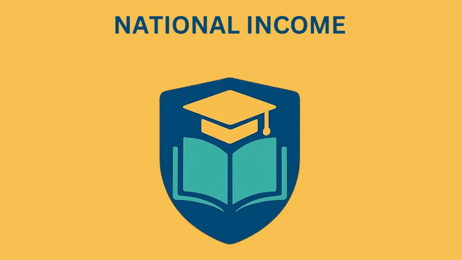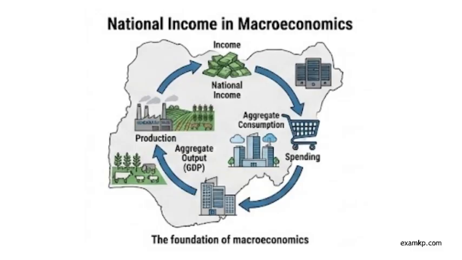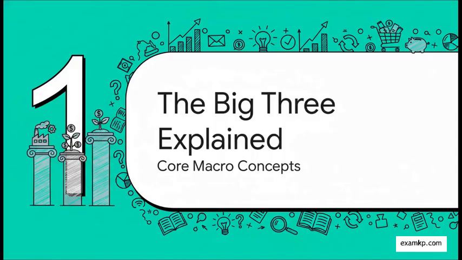It's Rachel, and today we are going to break down a topic that is quite literally the foundation of your macroeconomics paper: national income. Let's dive in. Okay, first things first. We have to build our foundation with the three big concepts you are going to see everywhere: aggregate output, national income, and aggregate consumption. Honestly, mastering these three will give you a huge advantage.